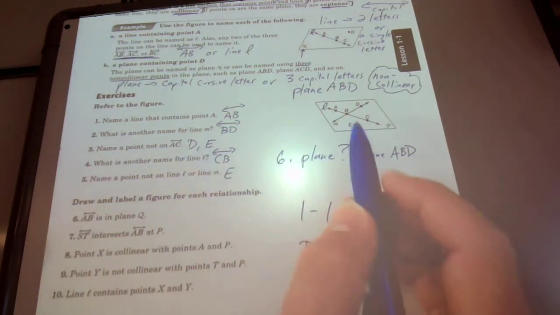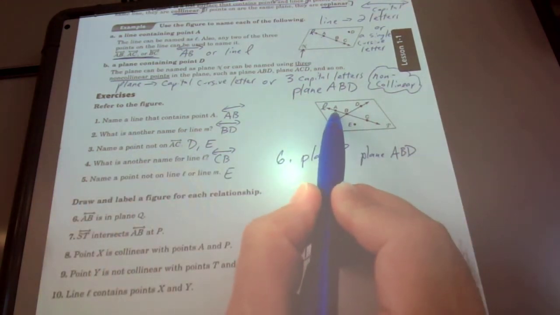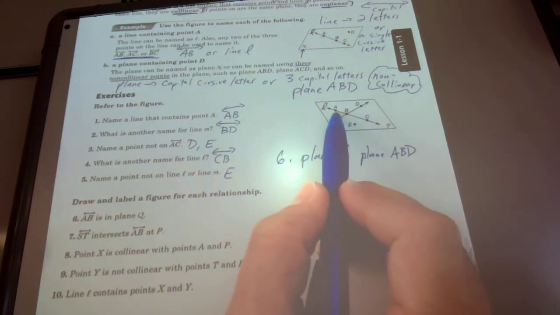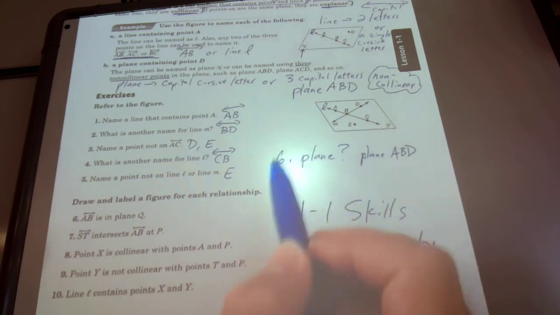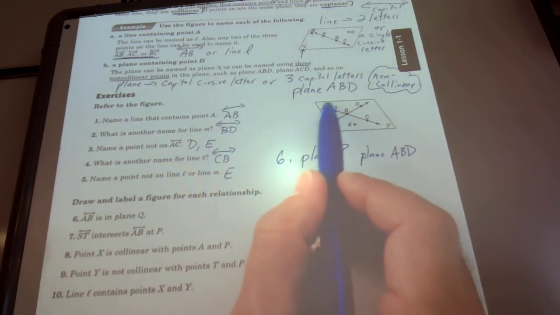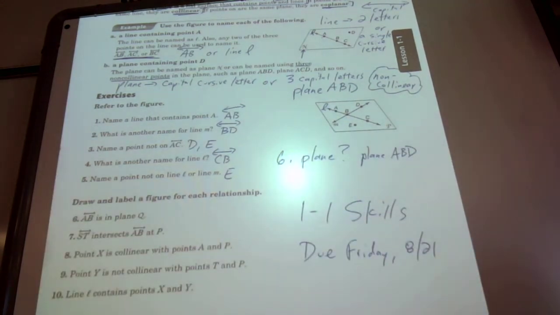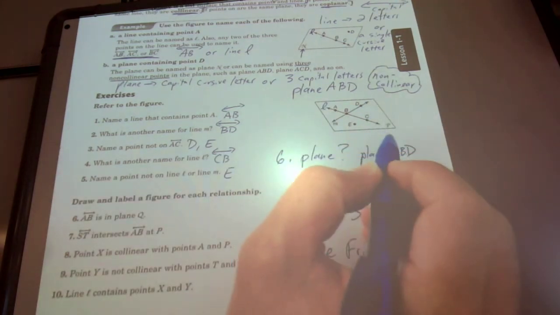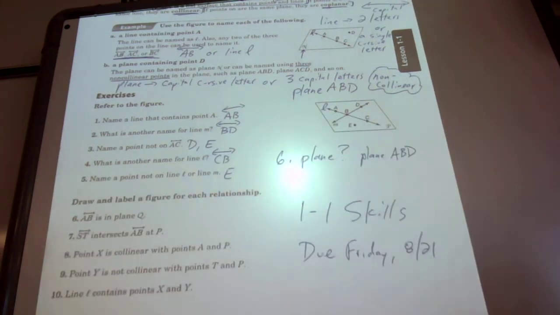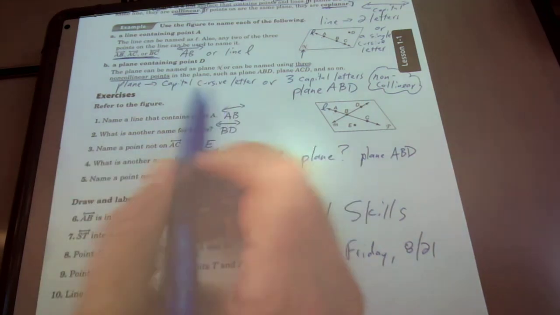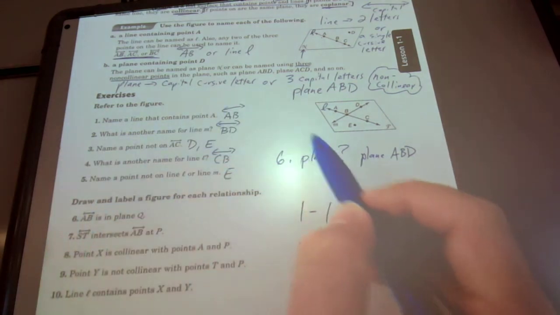It says name a line that contains point A. There's point A. Got a lot of answers here, kind of like the first example. You could go line AB. You could go line AC. You could go line BC. You could flip the order. You could call it line L. Little cursive L would be fine. Don't call this line big P. That's talking about the plane. So leave that alone.